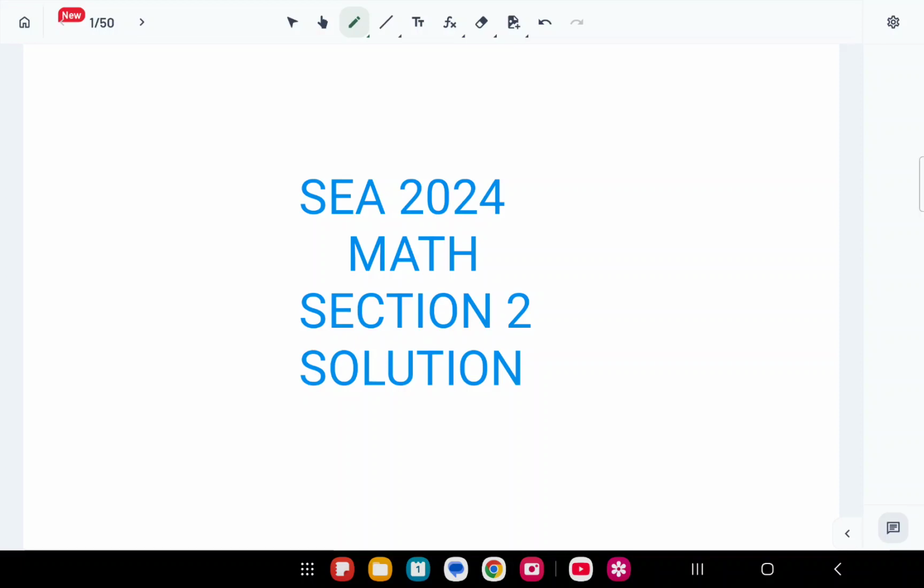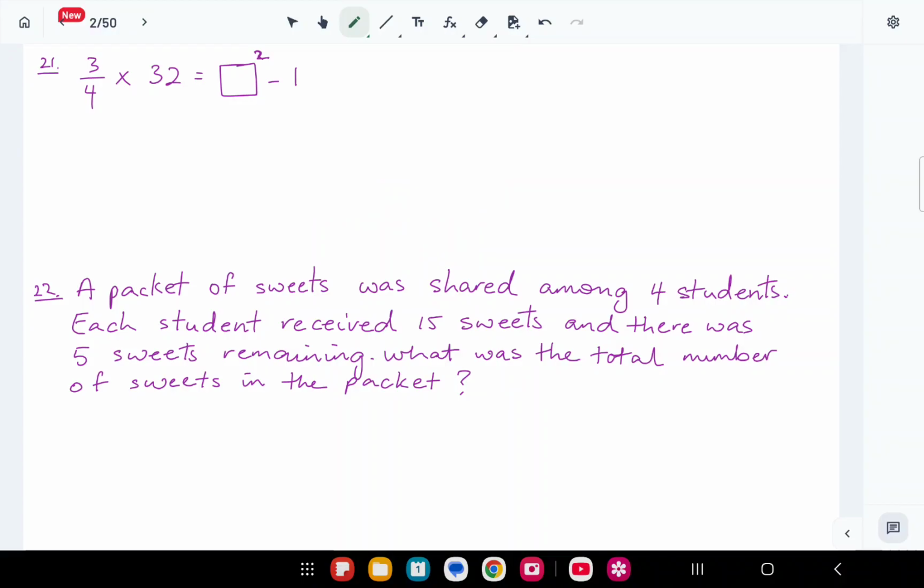Alright, so we are looking at the SDA 2024 paper, the math, the section 2 questions, 2 marks and 3 marks worded problems. So first question we have here: 3/4 of 32 is equal to some number squared, take away 1. So we know if it is equal, that means whatever is on the left hand side is the same as whatever is on the right hand side of the equal sign.